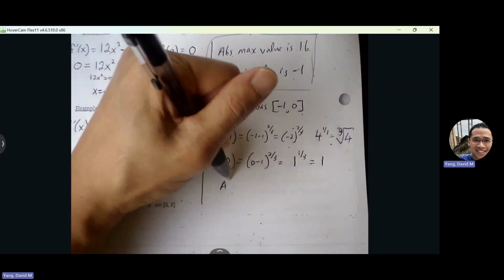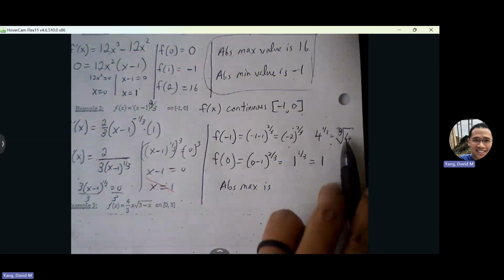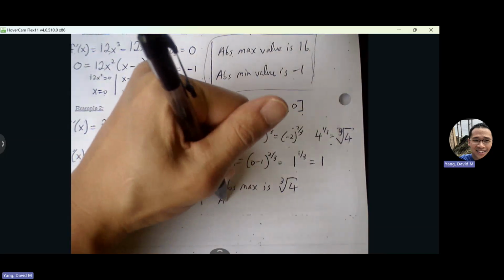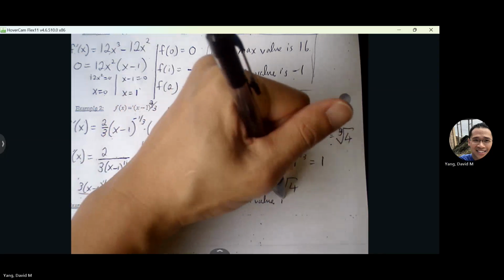Okay, so absolute max is cube root of 4. Absolute min value is 1.